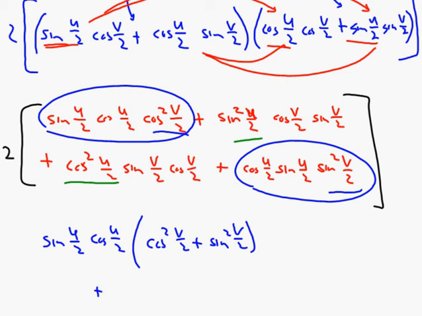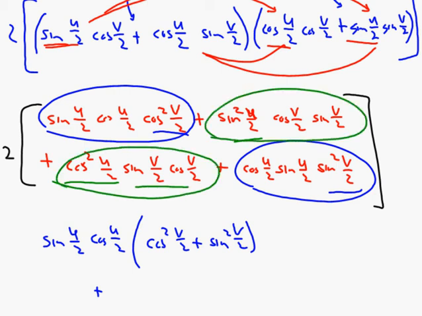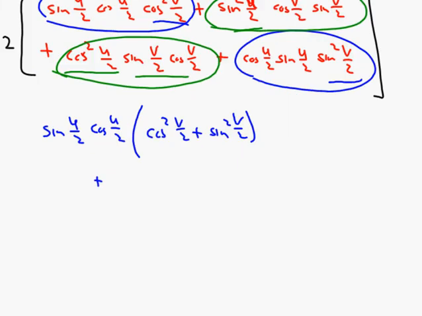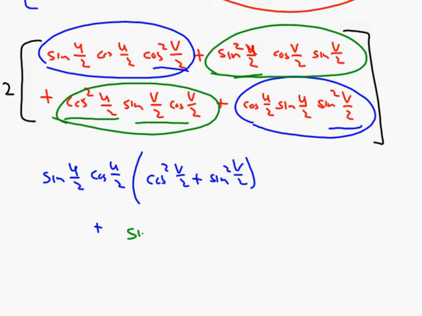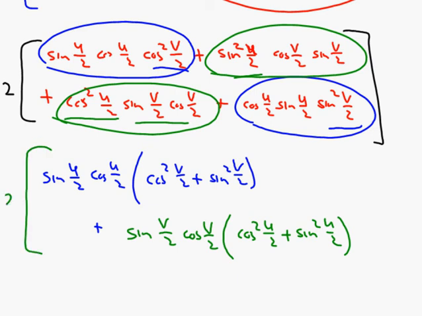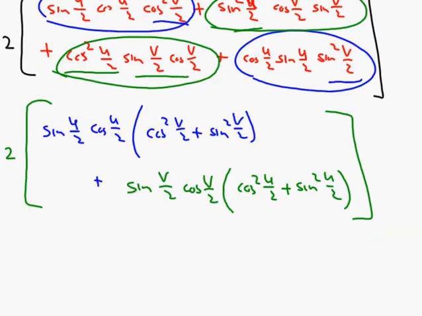If we look at the other two terms, we'll circle those in green. Notice how they have cosine v over 2, sine v over 2 in common. So it's going to be plus, here we go, sine v over 2 cosine v over 2 times cosine squared u over 2 plus sine squared u over 2. Again, this whole thing is going to get doubled at some point. Well, this turns out to be very pretty all of a sudden. Very pretty. So if we look at it, what do we notice? We see that this is equal to 1, and that's equal to 1.